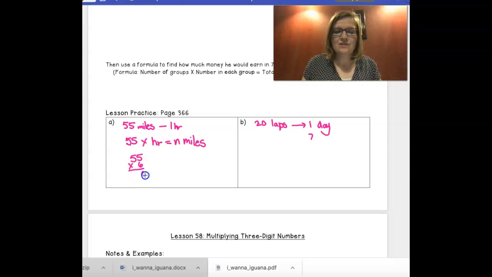6 times 5 is 30. Take our 3. 6 times 5 is 30, plus 3 is 33. So 330 miles in 6 hours.